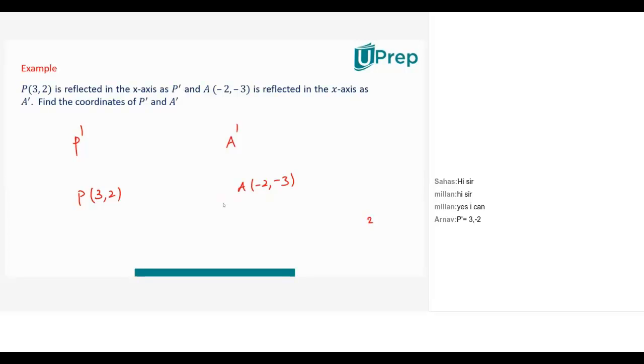Arnav says (-3, -2) is P dash. Abscissa remains same, ordinate changes sign. Sir, coordinates of P dash will be (3, -2), and coordinates of A dash will be (-2, 3). Ordinate changes the sign, so A dash should be (-2, 3). Arnav, minus plus 3, correct.